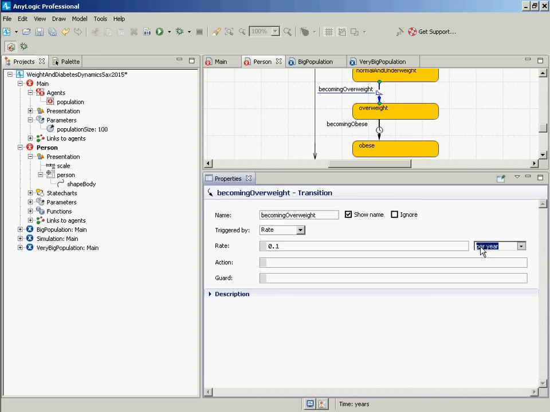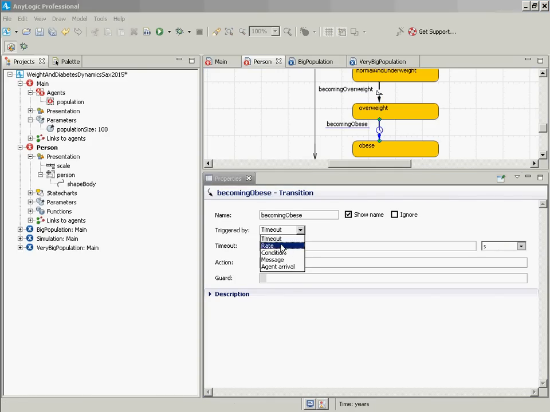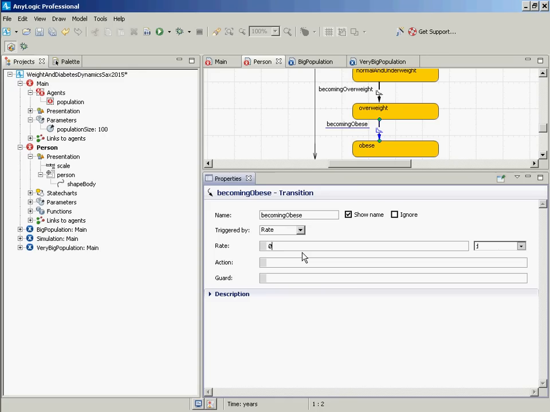Okay, great. So we have this, and this other transition though is still a timeout, as indicated by this. We could make it a rate. Let's make it a rate, and let's make it 0.2, from overweight to obese. How long on average would someone be spending overweight before becoming obese then? 5 years on average. Yeah. Good. Some more, some less, but on average 5 years.